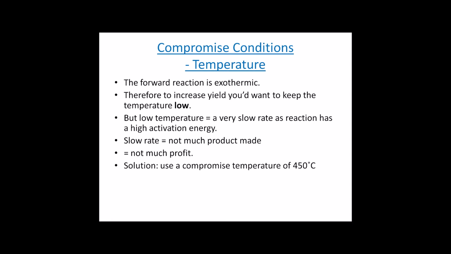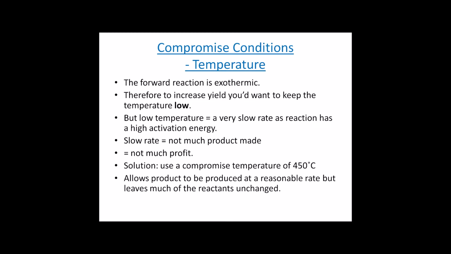The solution is we use a compromise temperature of 450 degrees, which seems quite hot, and for humans it certainly is, but on an industrial chemical reaction scale it's probably about a middling temperature. So we use that because it allows the product to be produced at a reasonable rate. It's above the activation energy.